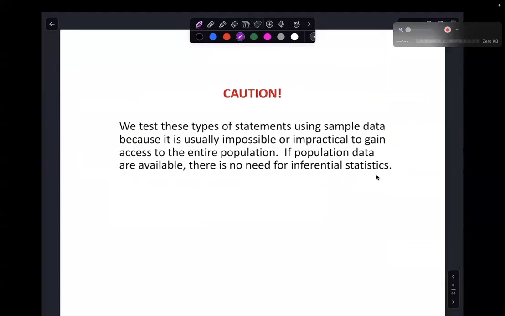All right. So we use sample data here, because if we had access to the entire population, we wouldn't really need to be doing hypothesis testing. So this is all going to be sample data. We're going to be using little s for standard deviation. We'll be using our X bar for mean. So this is all sample data.